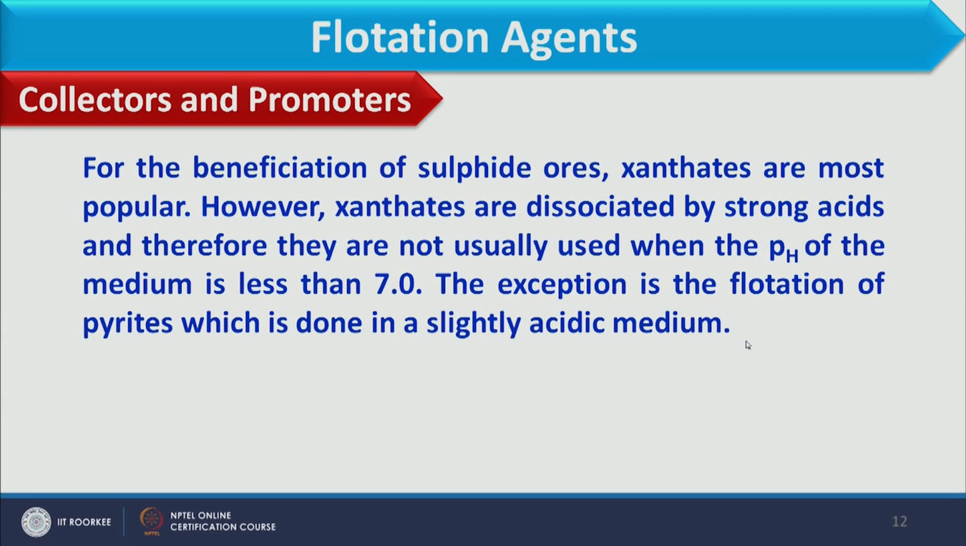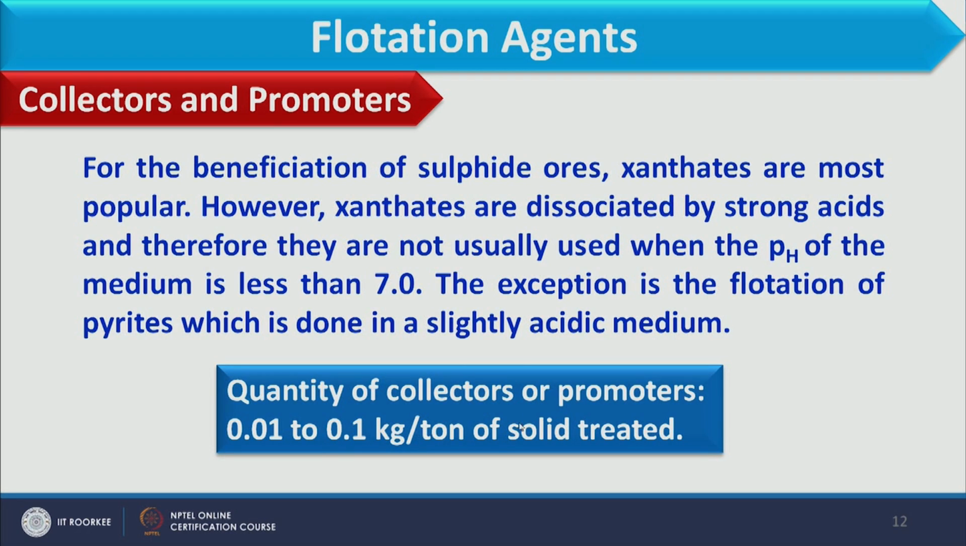An exception is the flotation of pyrites, which is done in a slightly acidic medium. So for pyrite we can use xanthate, and the pH of the medium should be towards the acidic side. That is the exception as far as xanthate is concerned. Now as far as the quantity of collectors or promoters is concerned, it is used in 0.01 to 0.1 kg per ton of solid. So that amount is not very significant, and therefore even when we are using these agents, the economy of the process will not be very high.